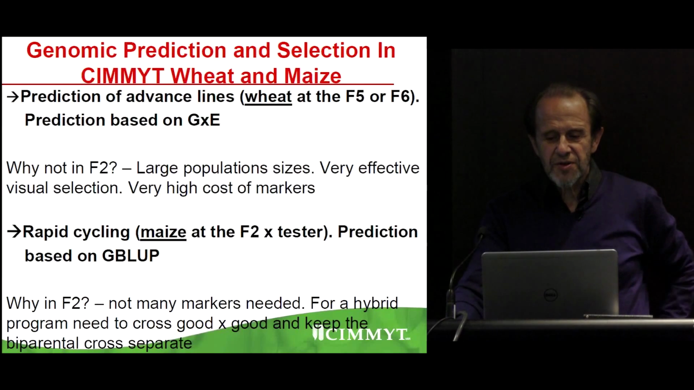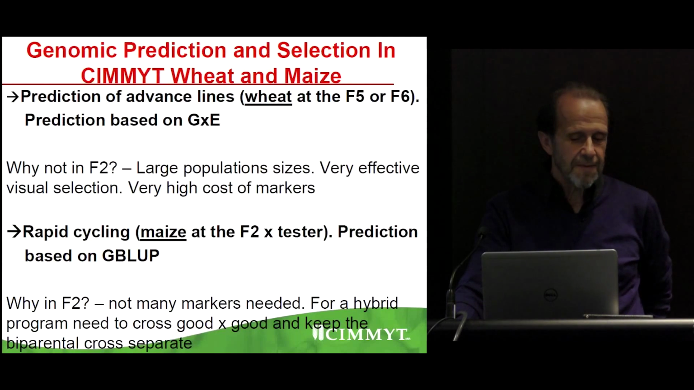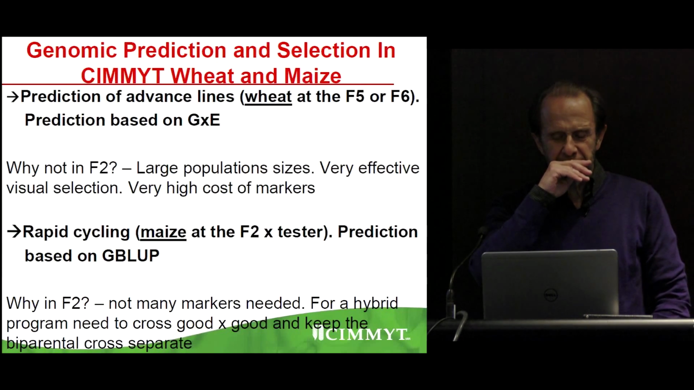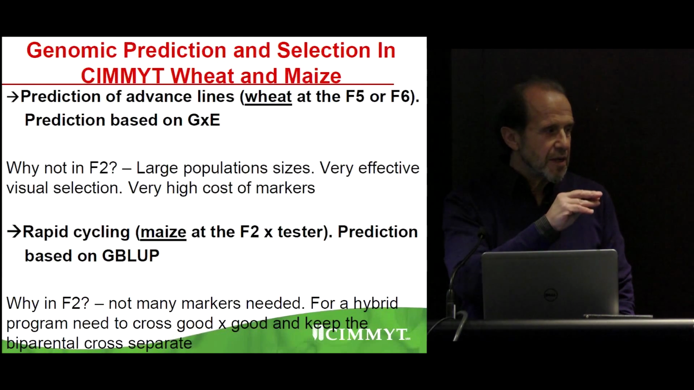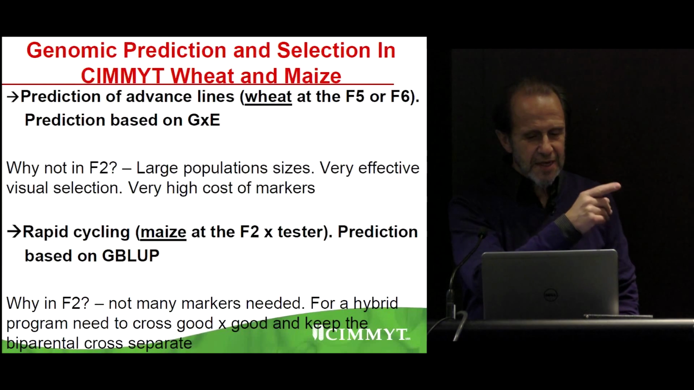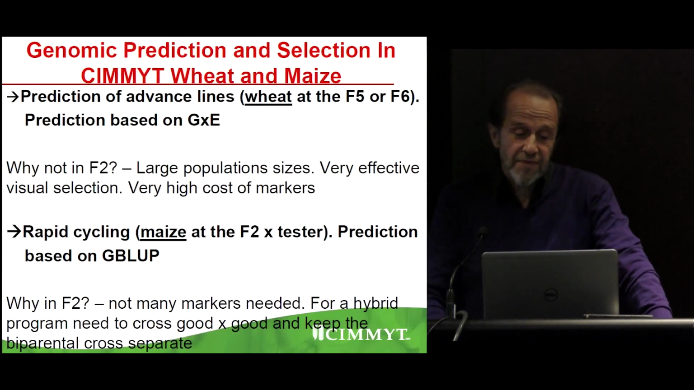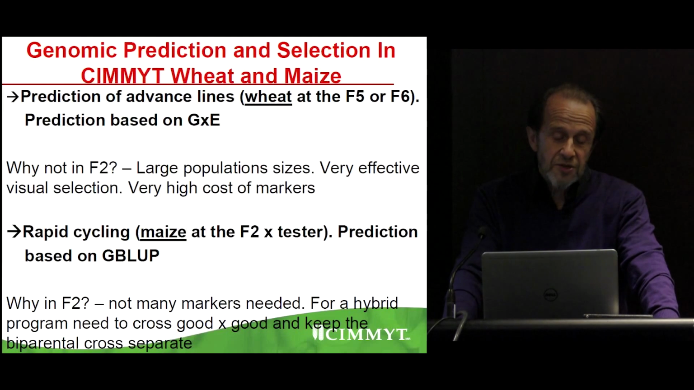So, genomic prediction and selection in wheat and maize. So in wheat, your question is exactly that: we predict advanced lines in the F5, F6, based on G by E.